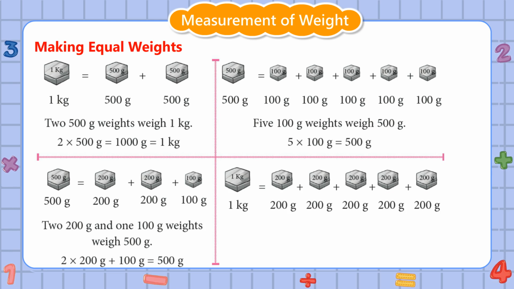1 kilogram is equal to 200 grams plus 200 grams plus 200 grams plus 200 grams plus 200 grams. Five 200 gram weights weigh 1 kilogram. 5 multiply 200 grams is equal to 1000 grams. It is equal to 1 kilogram.